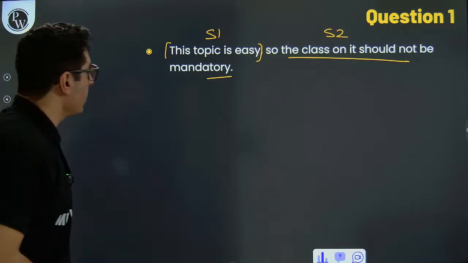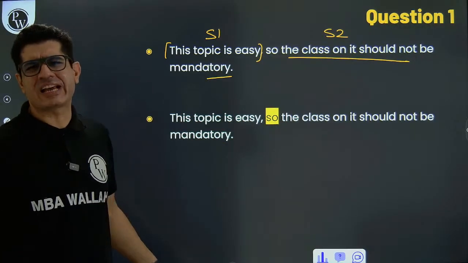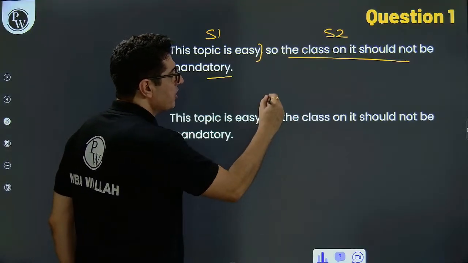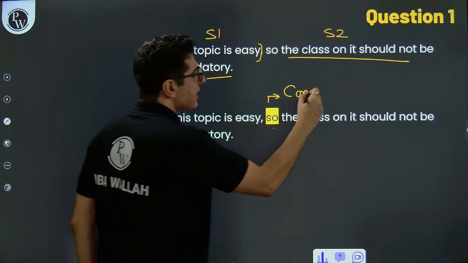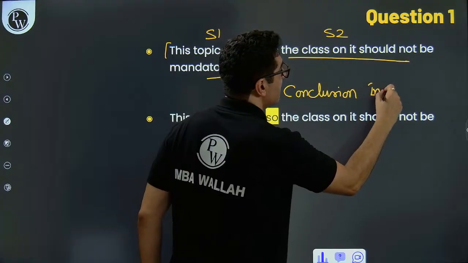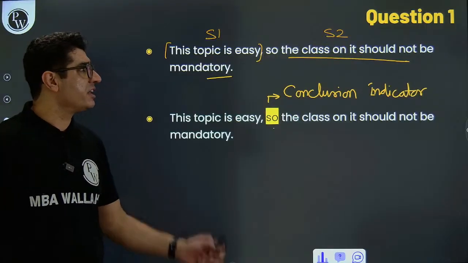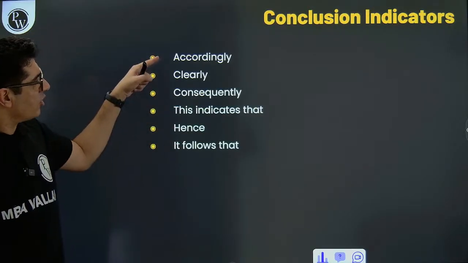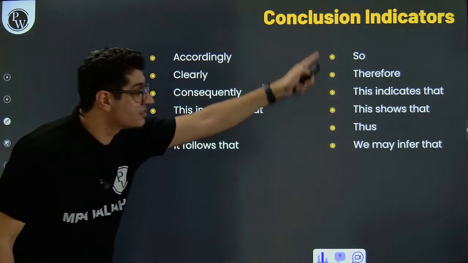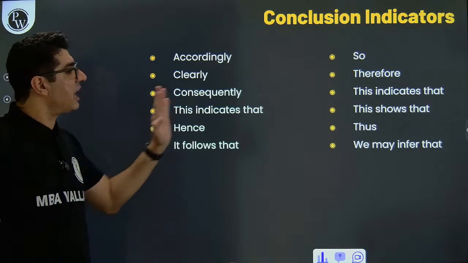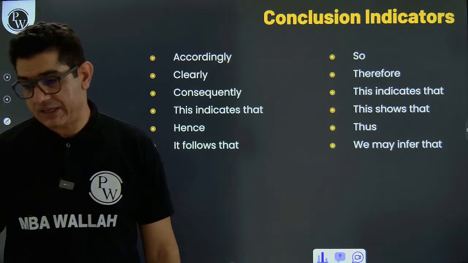Fantastic. Okay, so when I look at these two, the first one is the premise, the second one is the conclusion. Absolutely right. In this case, it was actually easy, because of the presence of this word called so. Whenever we use the word so, we know that what comes after it is a conclusion. So words like so are known as conclusion indicators. There are quite a few other words and expressions that act like conclusion indicators. For example, check this. Accordingly, clearly, consequently, this indicates that, hence, it follows that, so, therefore, thus, all of these. So whatever comes after these is generally going to be a conclusion, is generally going to be an opinion.